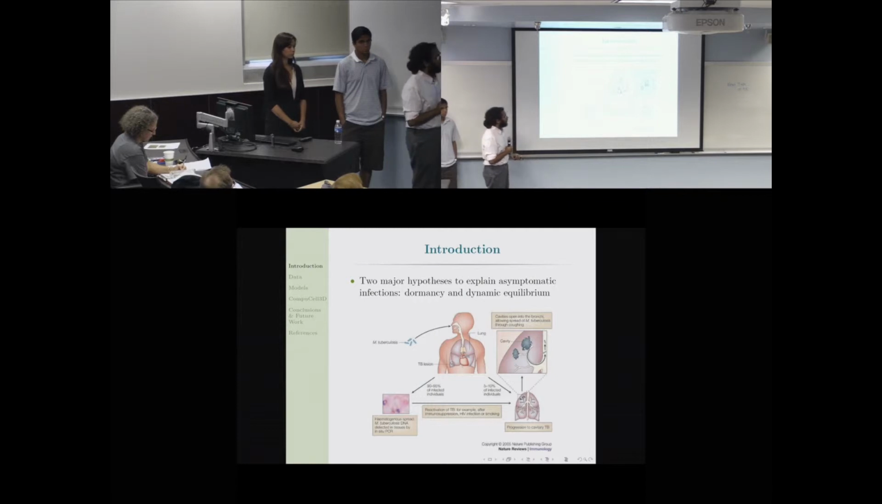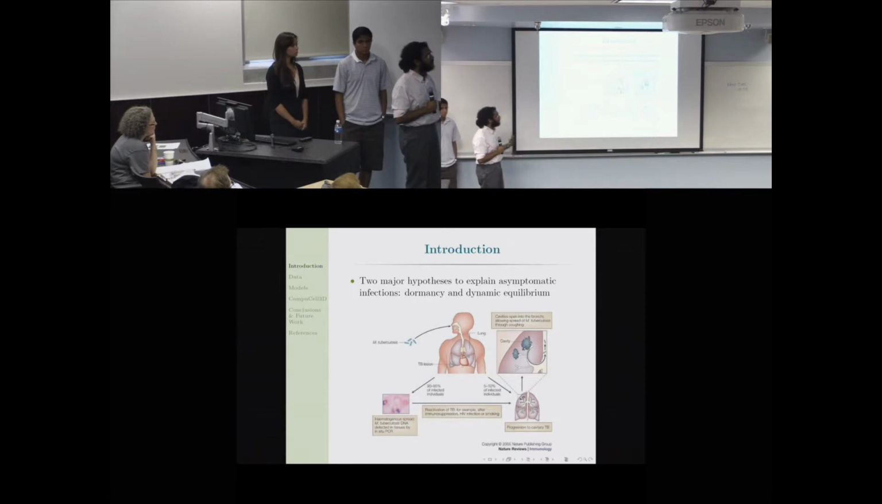Another set of hypotheses has to do with dynamic equilibrium, saying that the reason the population counts are remaining stable is not because the bacteria are going into a non-replicative state, but that they're actually being held at bay by the body's own immune systems.